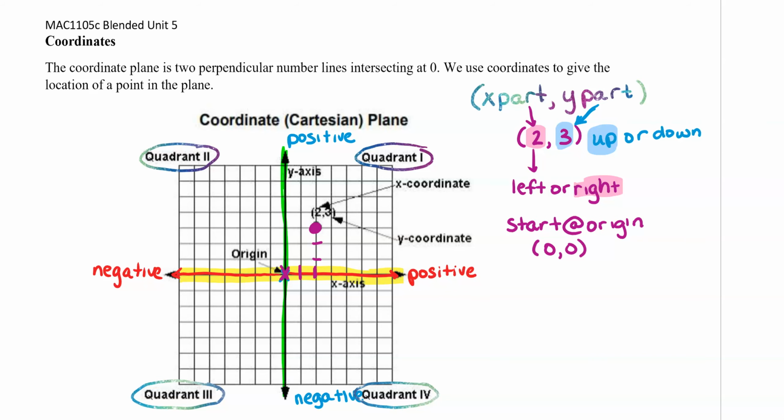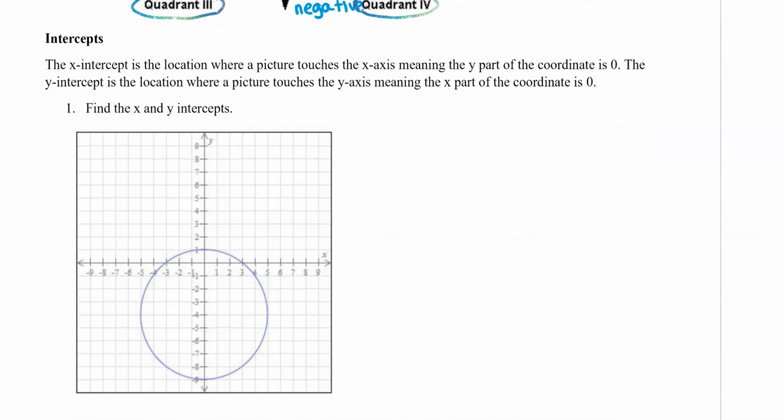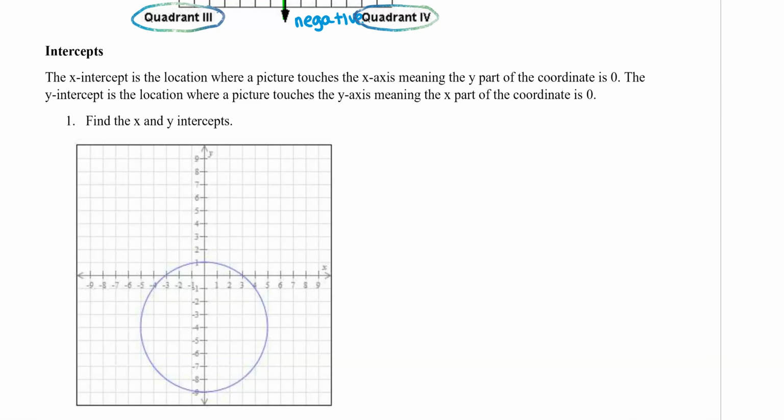So now we can build on that and talk about intercepts. The x-intercept is the location where your picture touches the x-axis, meaning the y part of the coordinate is 0. And the y-intercept is the location where your picture touches the y-axis, meaning the x part is 0. And when you have a picture, finding the x and y intercepts is not so bad.